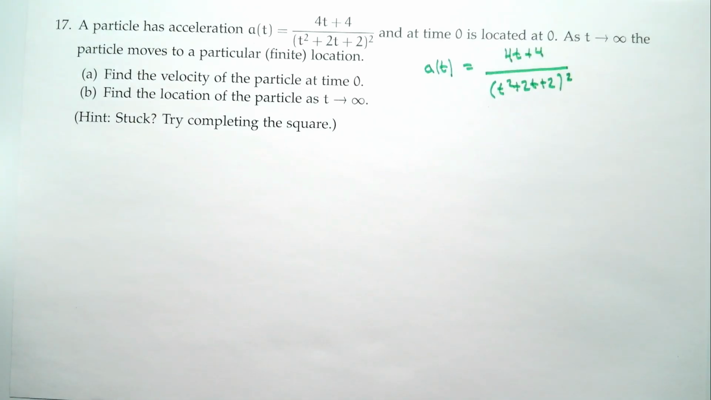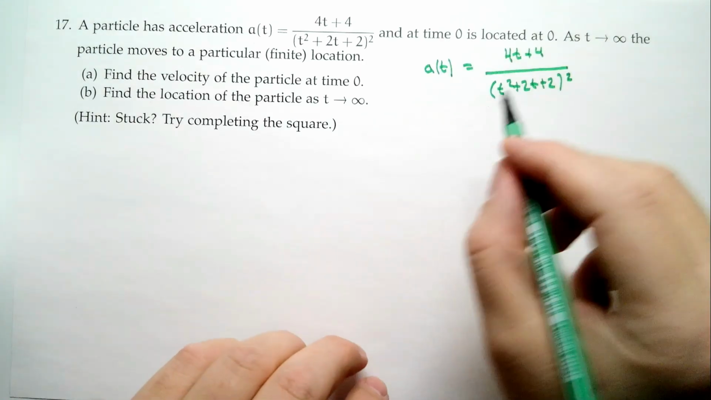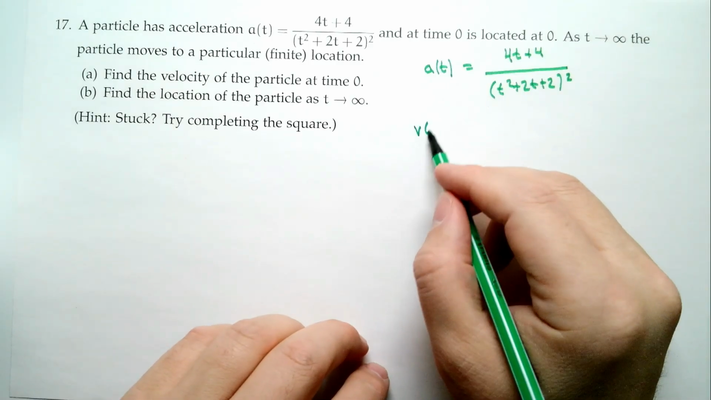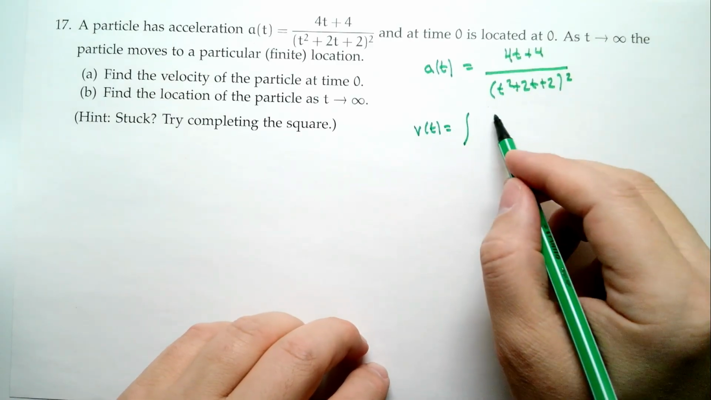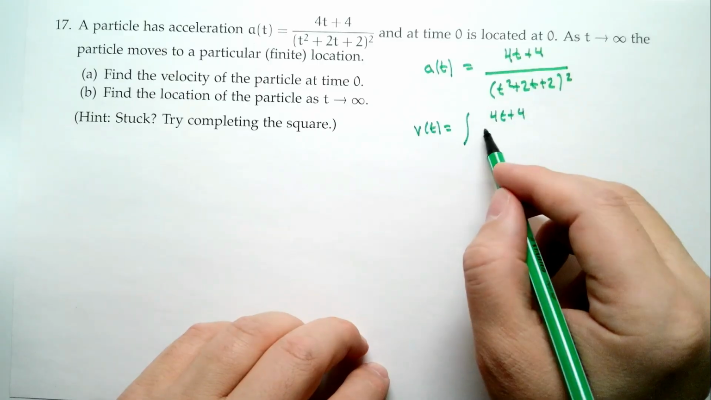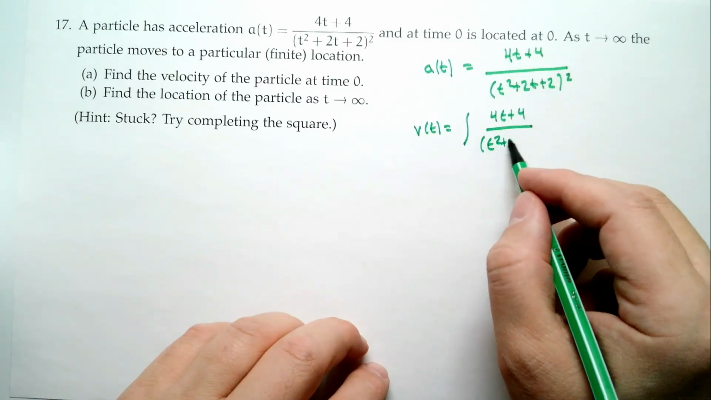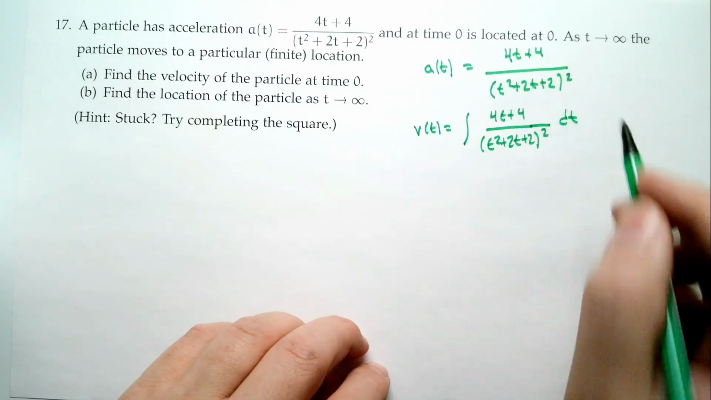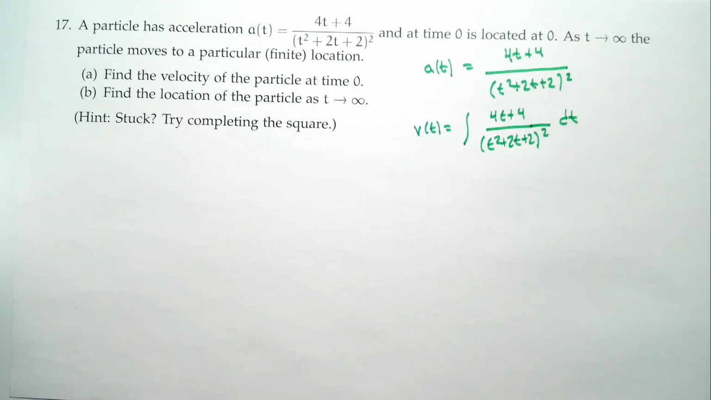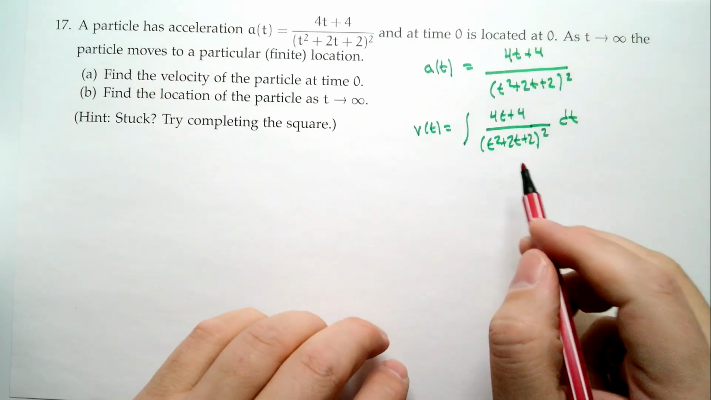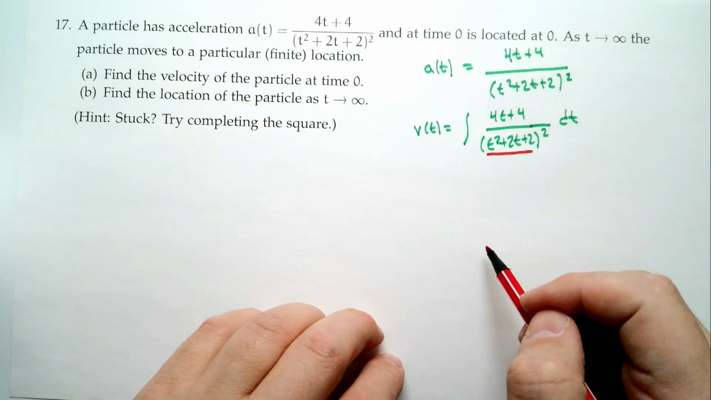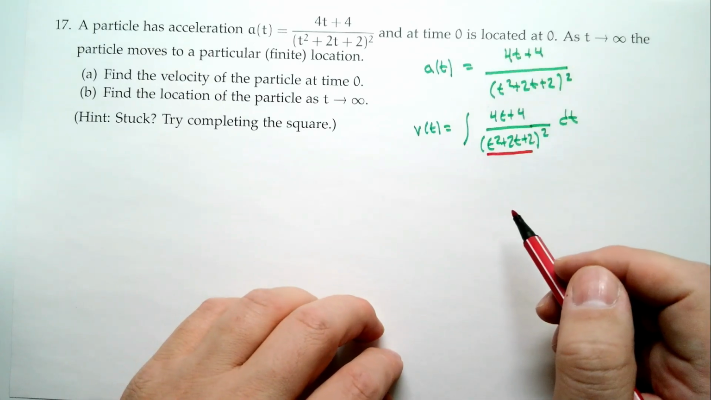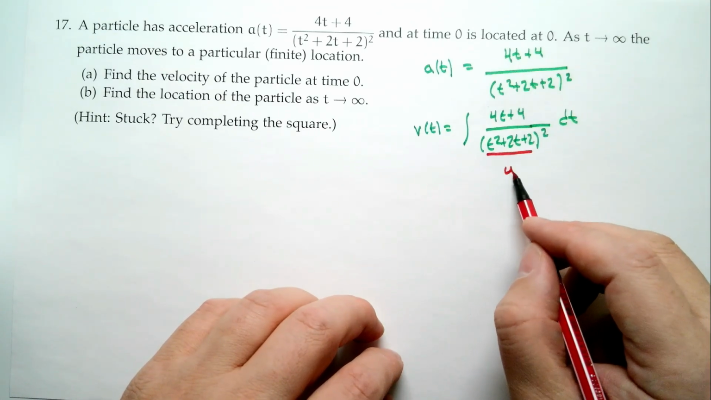Okay, so 4t plus 4 over the quantity t squared plus 2t plus 2, squared. So velocity of t is the antiderivative of this expression. So we start thinking about, well, what are some things we can do? Well, it definitely is not looking very promising right now. It's not on our list of 8. So let's start by looking for a good substitution. I think a good candidate is the stuff on the inside down below. Seems a reasonable place to start looking. Let's see if it works.